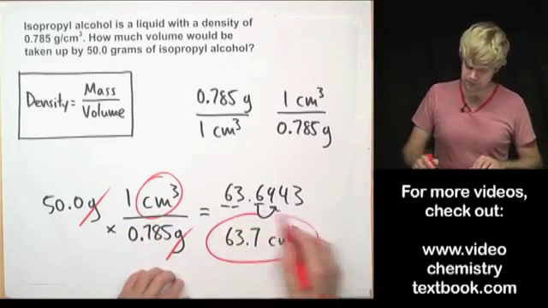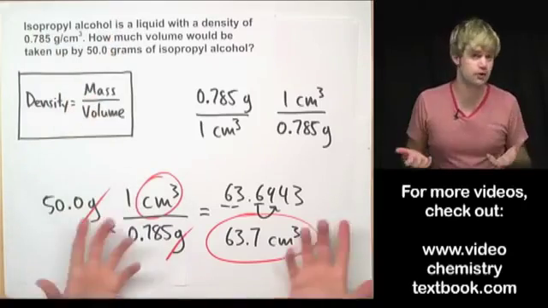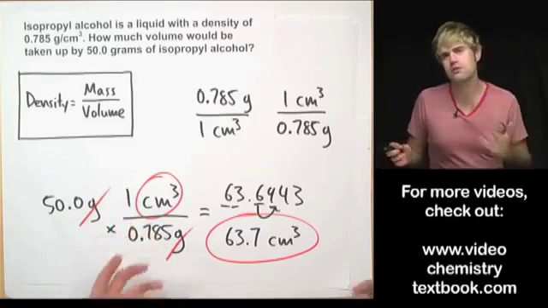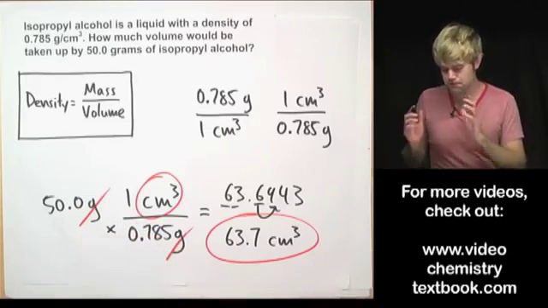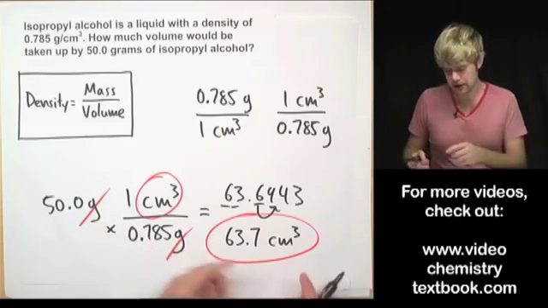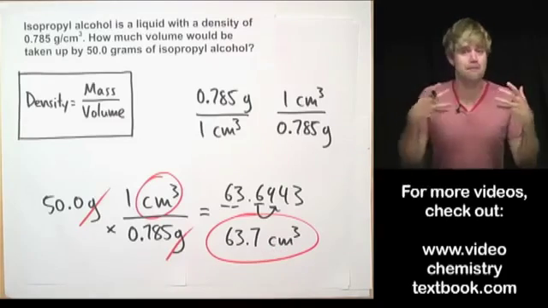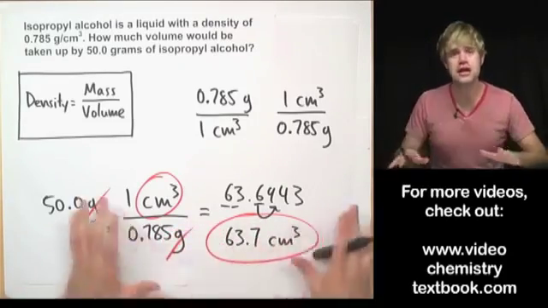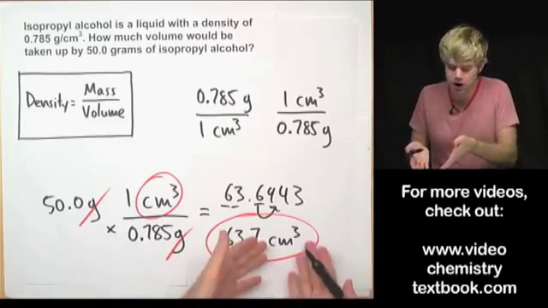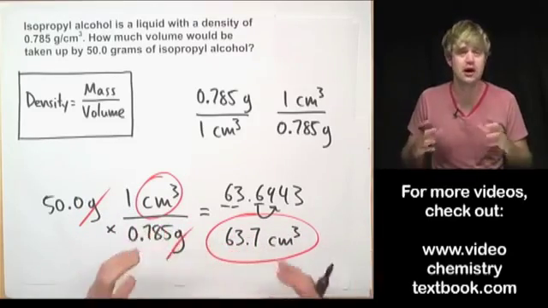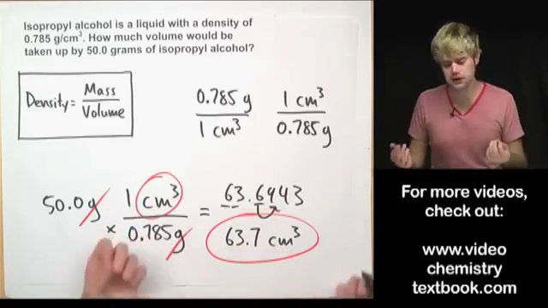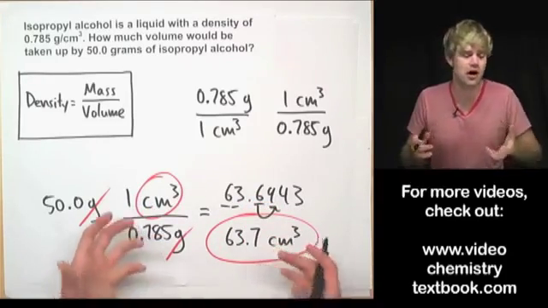Now, isopropyl alcohol, also known as rubbing alcohol, is a liquid. And so for volume of liquid, we often measure it in milliliters instead of cubic centimeters. Now, milliliters and cubic centimeters are the same thing. It's just that we often use cubic centimeters to talk about the volume of a solid object, and we often use milliliters to talk about the volume of a liquid.